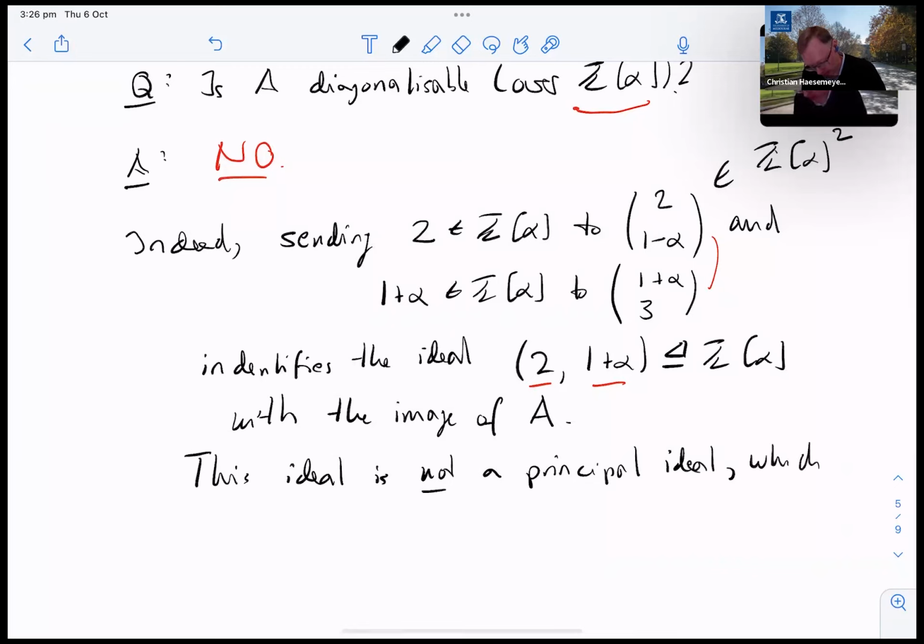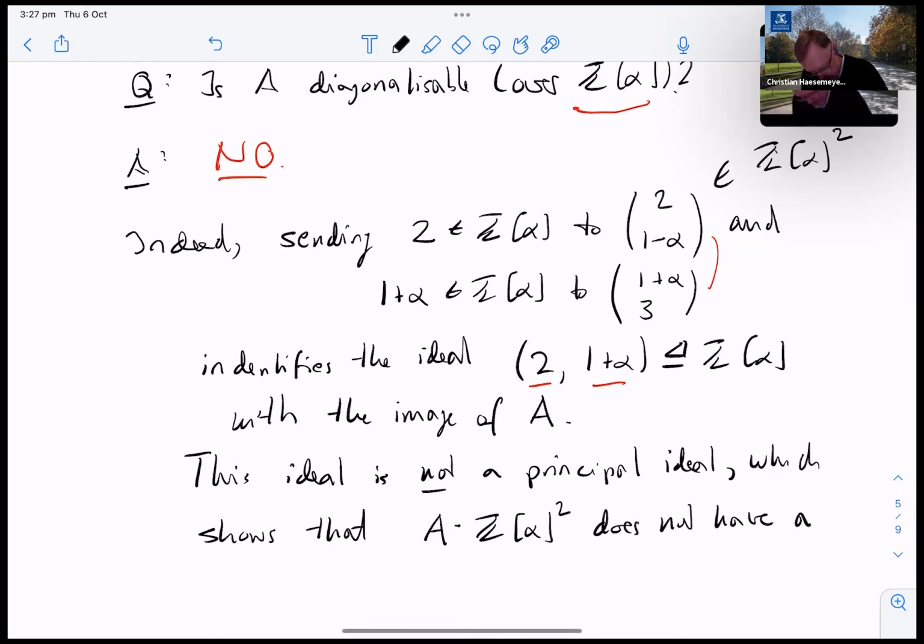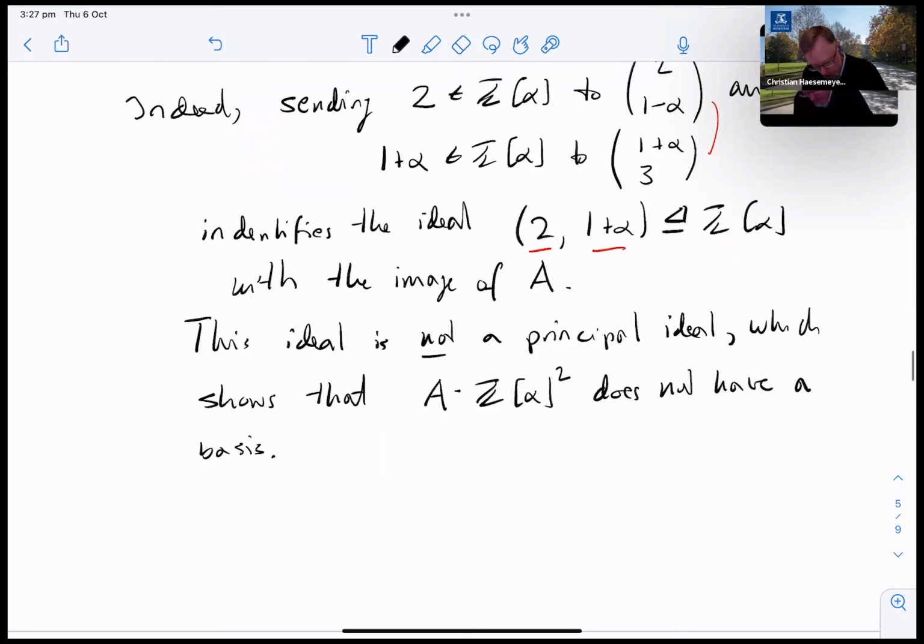which shows that the image of alpha, so of A times Z alpha squared, does not have a basis. Because again, it's very easy to see that the matrix A is rank 1. And that means, thus, A is not diagonalizable.